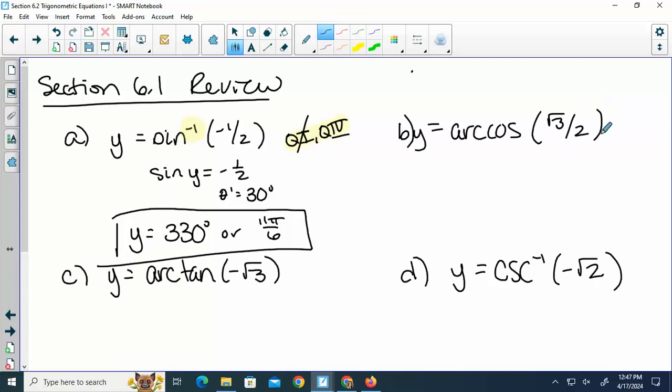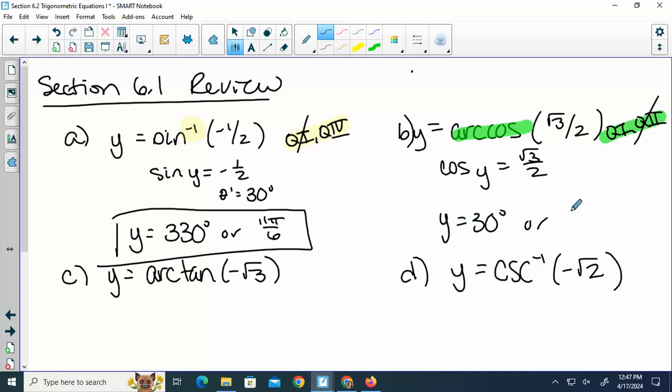Alright, so if it starts with an inverse, you only get one answer. So arc cosine is the same thing as saying cosine inverse. In what quadrants can cosine inverse exist? 1 and 2. So this means cosine of y equals radical 3 over 2. Since it's positive, which quadrant are we in? 1. When is cosine radical 3 over 2? Cosine of 30 is radical 3 over 2. So you could say 30 degrees, or if you did radians, that's pi over 6.